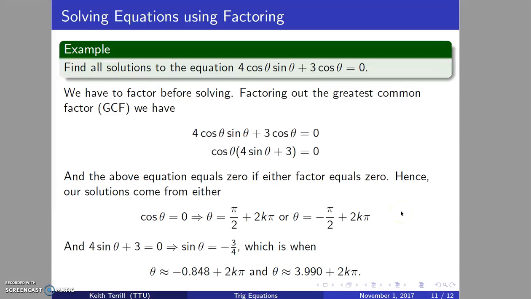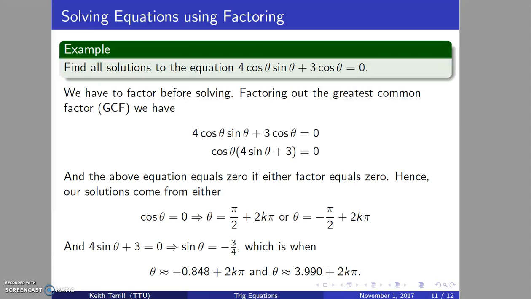And actually there's a nice way of writing this if you're a stylistic kind of person, and I'll let you try and parse out what that is after a moment here, because I also want to say, well, for the other factor, 4 sine theta plus 3 equaling 0, that's when sine of theta is equal to negative 3 over 4, which is not a nice value.